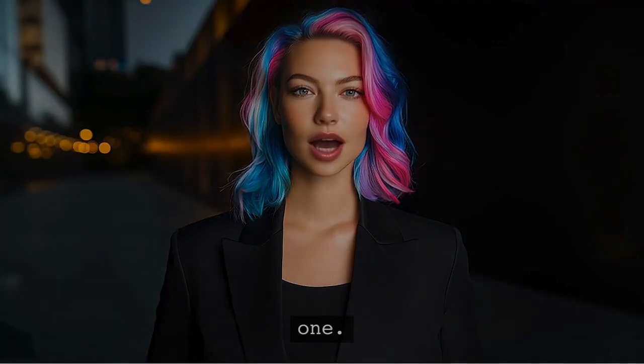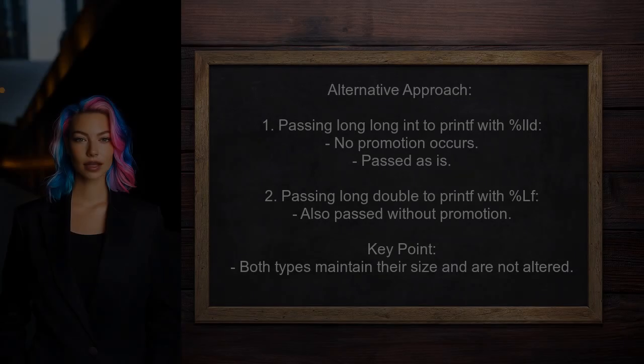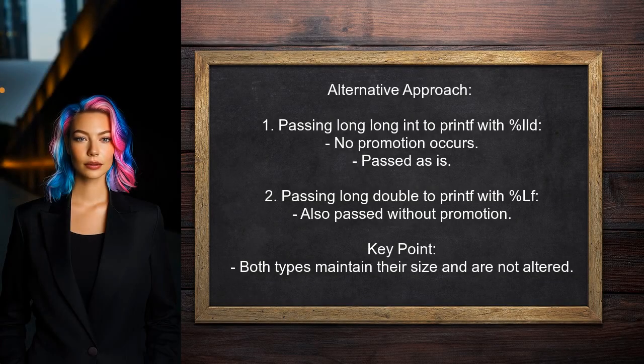Let's explore another one. In this alternative approach, the user explains that when passing a long int to a variadic function like printf with the %ld format, nothing happens in terms of promotion. The long int is passed as is, without any changes, because it is at least the same size as an int. The same principle applies to long double variables as well.